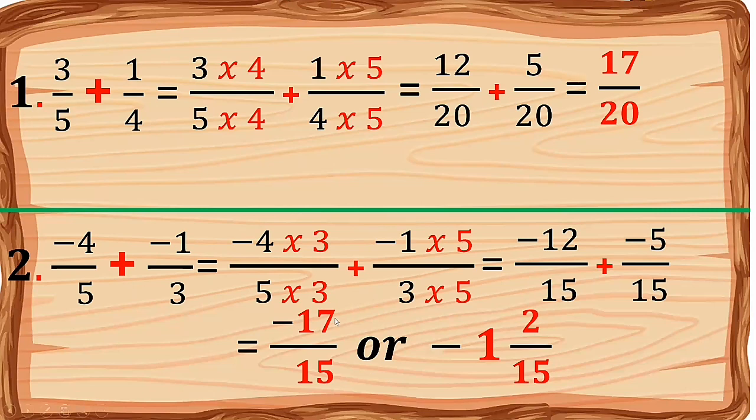In getting the mixed number of negative 17 all over 15, we get negative 1 and 2 over 15. Okay, because 17 divided by 15 is equal to 1, and then we have 2 as the remainder. So 2 will serve as the numerator, and then of course 15 will serve as the denominator.